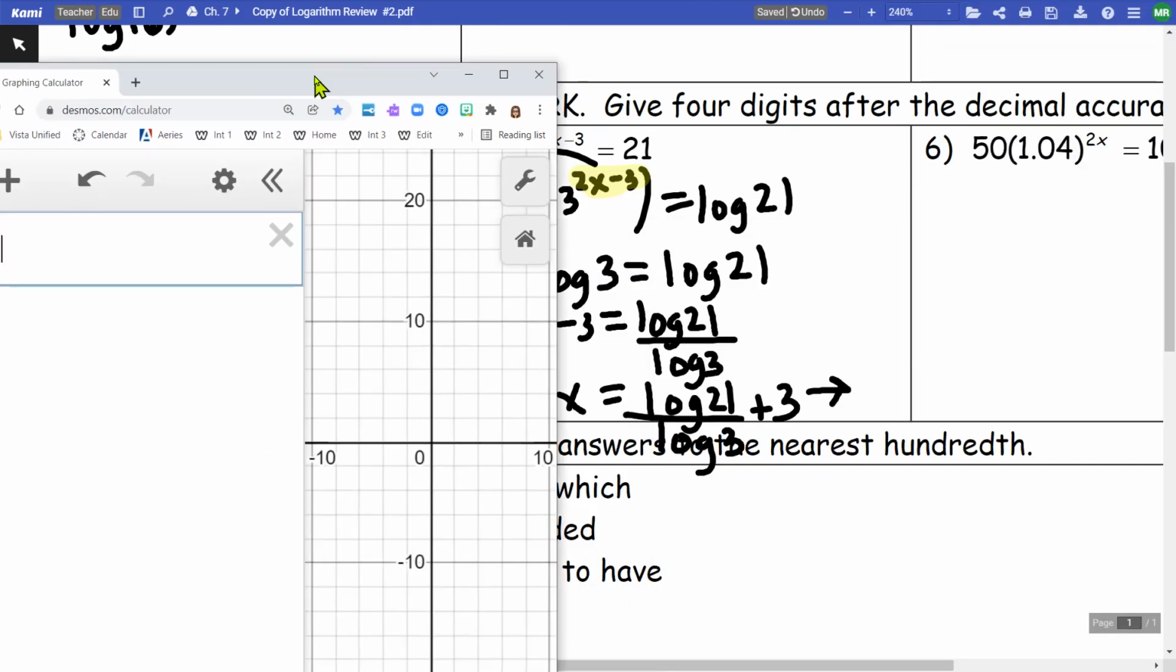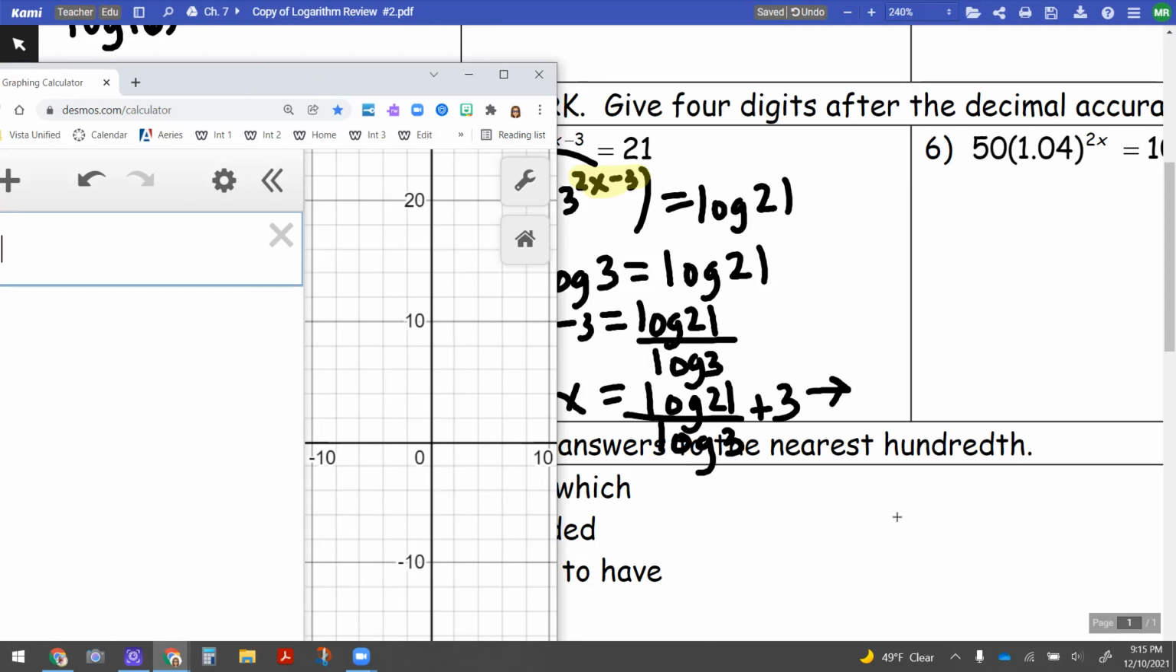So I am, let's move this over a little bit.